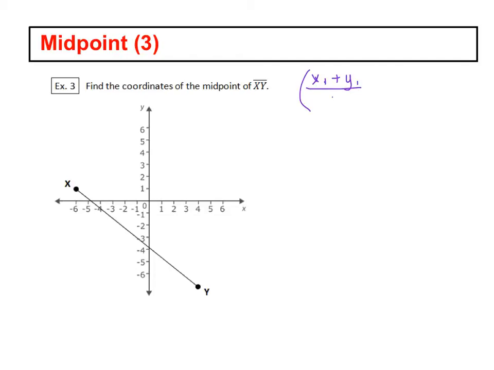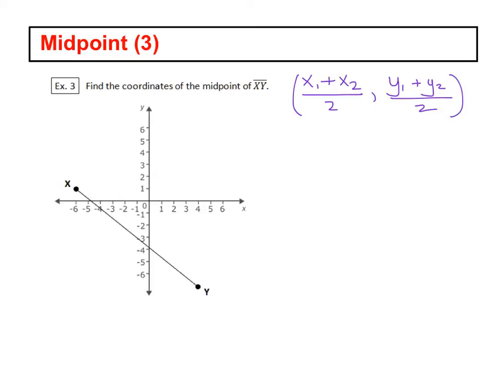No, what am I doing? That is not it. Hope you guys didn't write that down and you just said, that's not it. Alright, you add the x's, so it's x1 plus x2, and then you cut them in half, divided by 2, and then do the same thing with the y's, y1 plus y2 divided by 2.